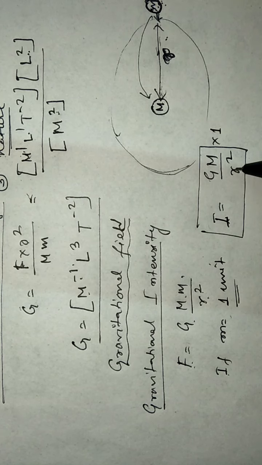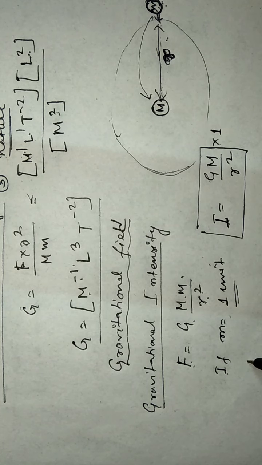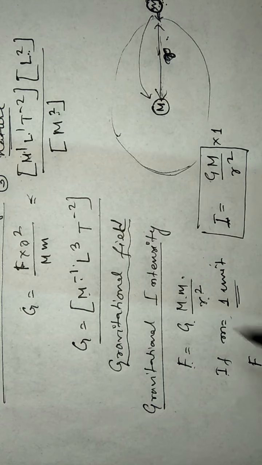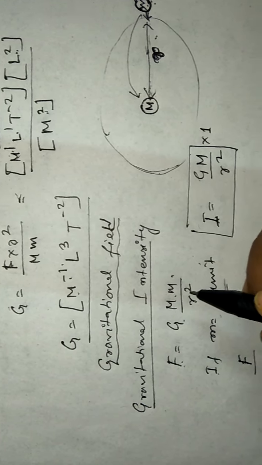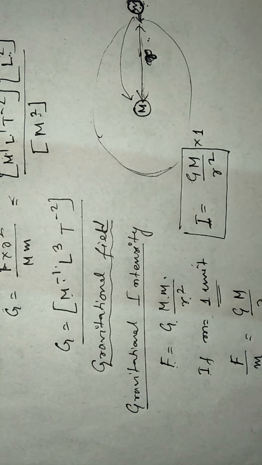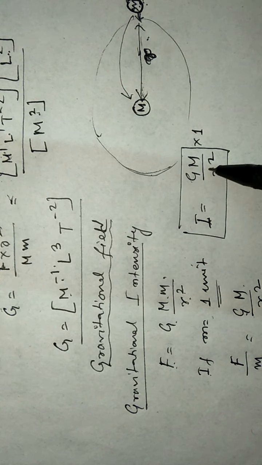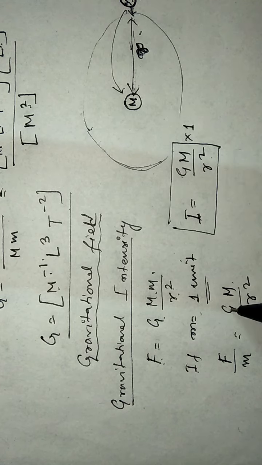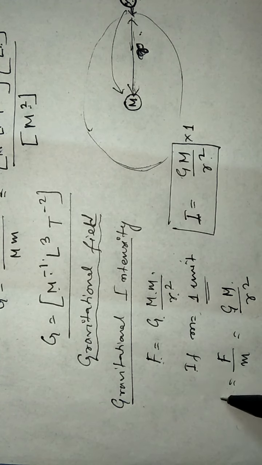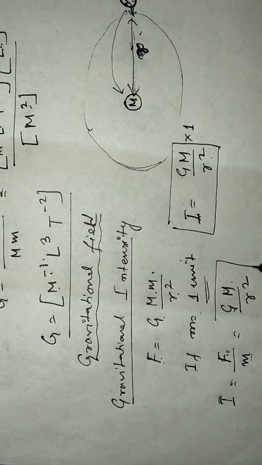The force experienced by unit mass in a gravitational field is known as gravitational intensity. We can also write F by small m is equal to G into capital M divided by r squared. This is the same expression, GM by r squared, and that is also known as intensity. So we can say the intensity is equal to force per unit mass, and it is given by GM divided by r squared.